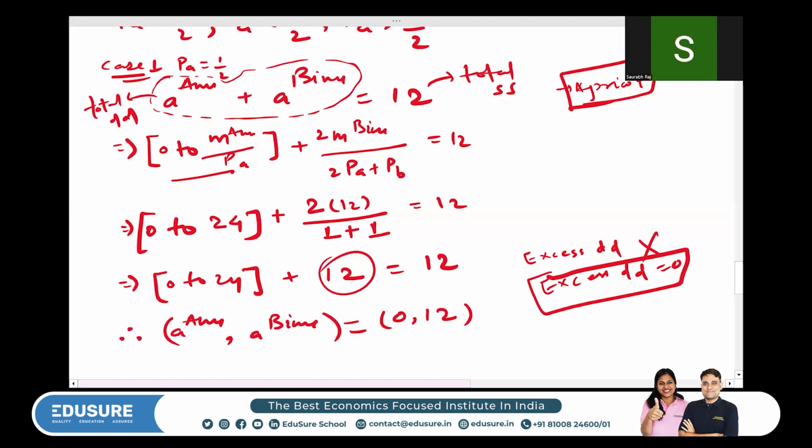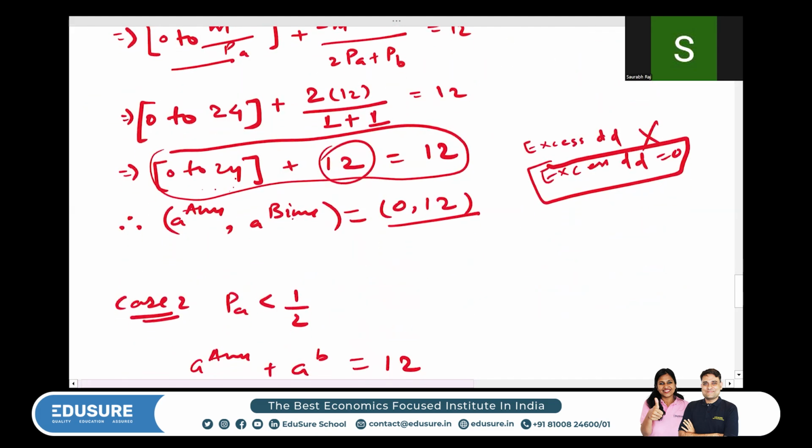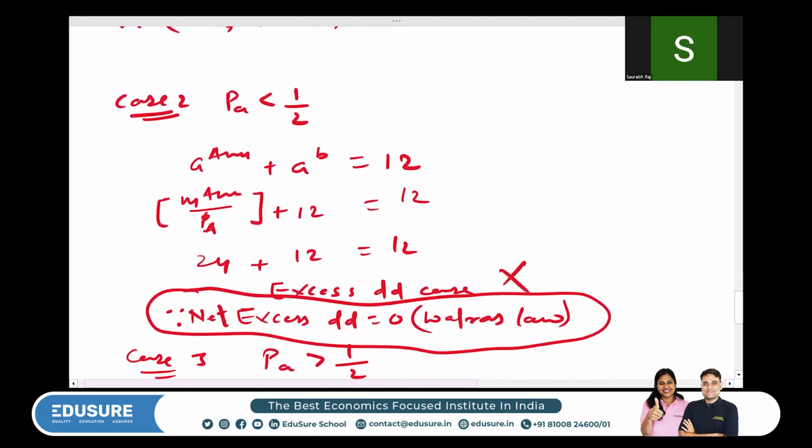If that condition has to be satisfied in this case, then this 0 to 24 value has to be 0, because 12 is fixed and we cannot change it. Here we know that optimality can arise between 0 and 24, so 0 can be taken. So the optimal consumption for Anu and Binu in the case of apricot will be 0, 12. So this is the analysis of the first case.